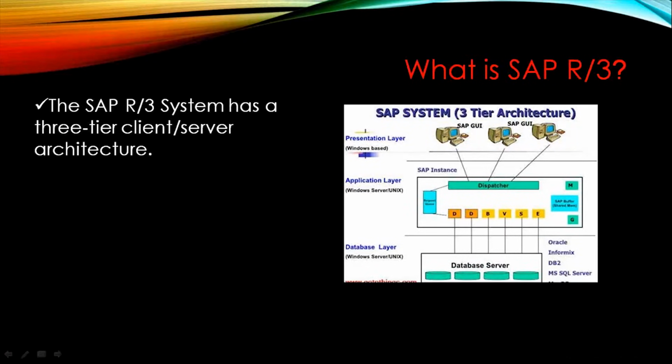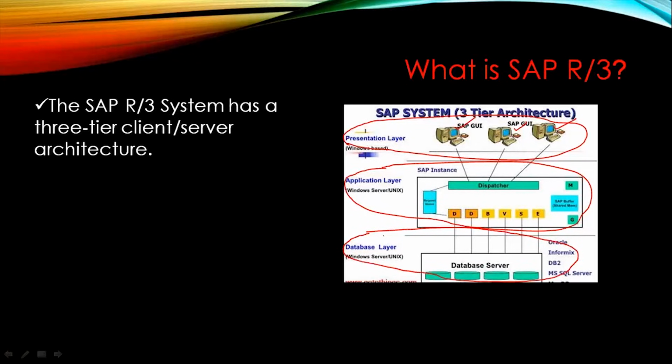So if I show you that here, you can see one layer called the presentation layer. That's the first layer, the front end, where on the PC we use the SAP system. Behind this there is one more layer known as the application layer. Your PC will get the data from the application layer, and at the bottom we have the database layer, and the application layer will talk to the database layer. So the presentation layer talks to the application layer, which talks to the database layer to get the data.